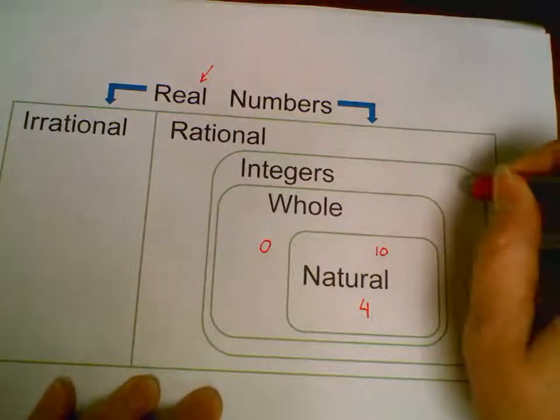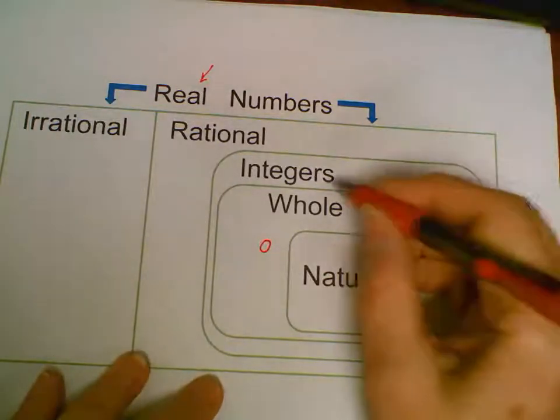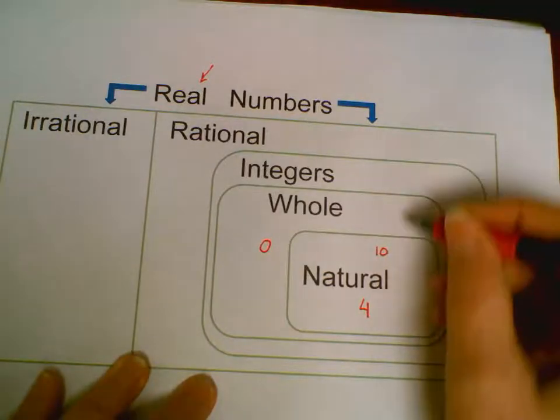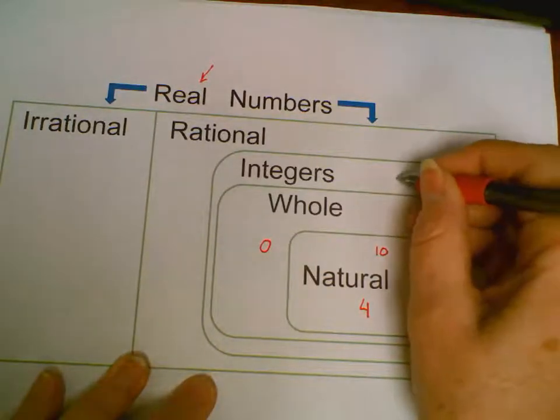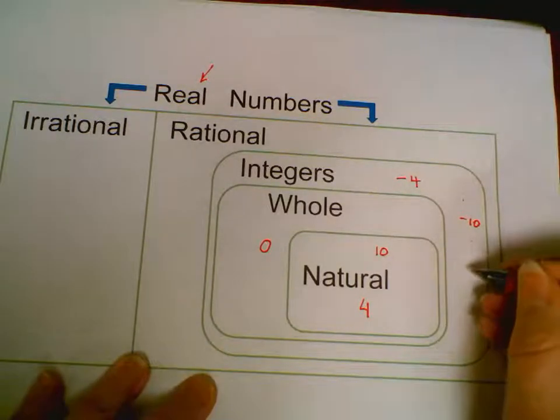What numbers could go out here? They're not whole numbers, but they are integers. So they're not positive numbers, but they're integers. So the negative whole numbers go out here.